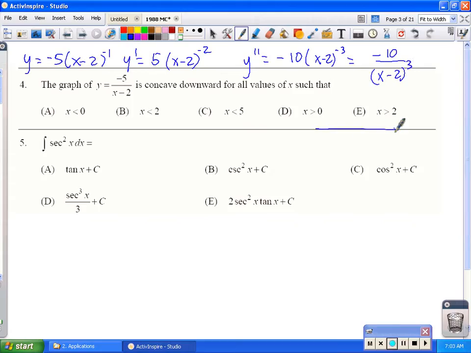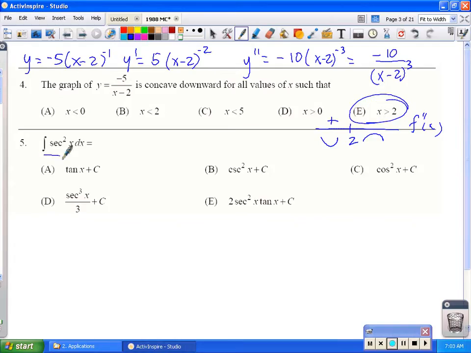The only critical number that we have here is 2, and I'm going to make a second derivative number line. When I choose a number larger than 2, I'll get a negative outcome, so I'm concave down. If I choose a number smaller than 2, I'll get a positive outcome, so I'm concave up. We were looking in number 4 for concave down, so that would be x is greater than 2, so that would be e.